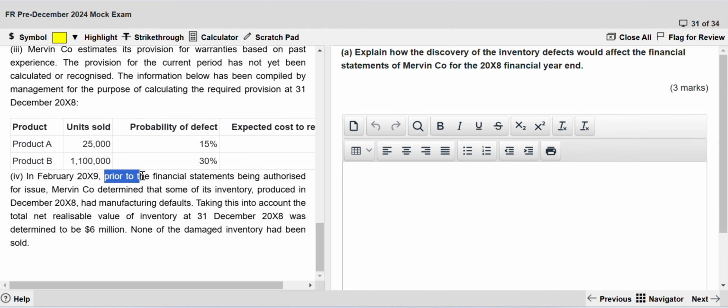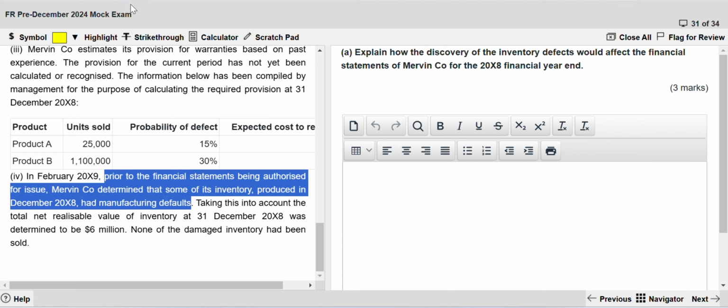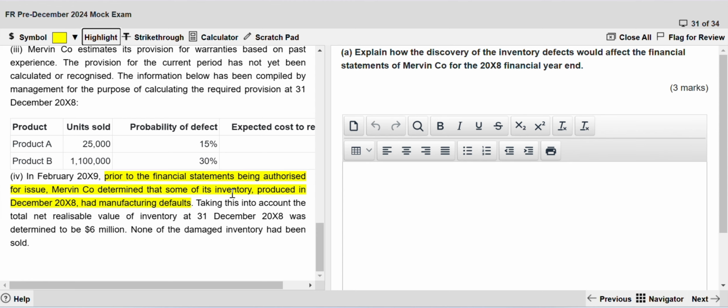In February 2009, prior to the financial statements being authorized for issue, Mervyn determined that some of its inventory produced in December 2008 had manufacturing defects. Taking into account the net realizable value of inventory at 31st December, it was determined to be $6 million. None of the damaged inventory had been sold. So what is this particular transaction talking about?